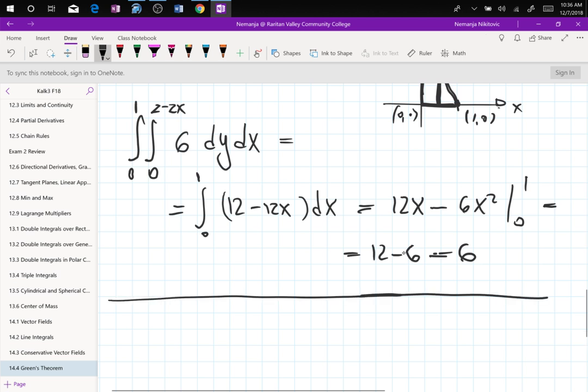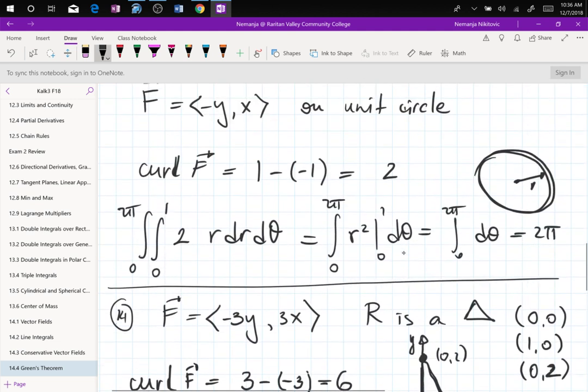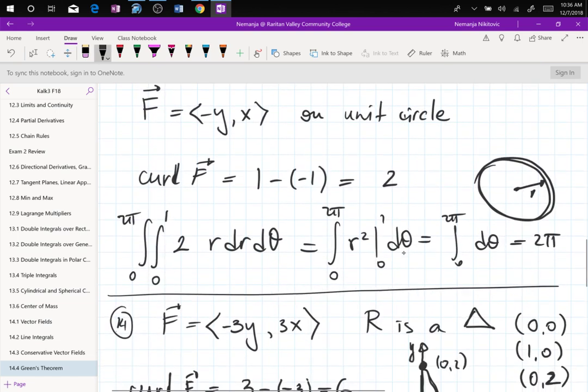Why, are you disappointed? Is it just a coincidence that the 6 in our curl is 6 and the answer is 6? Yes. Okay. It's a coincidence because over here you have 2 and 2 pi, right? So, yeah.